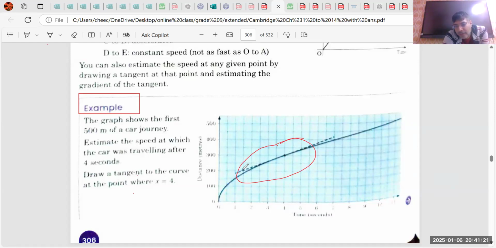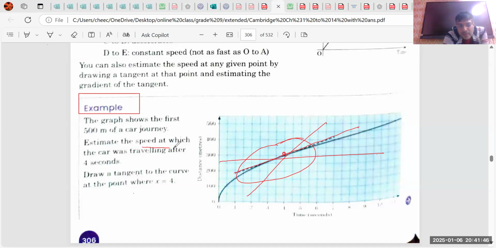So you have to be very careful. Just try to make the tangent touch the graph at just one point, and it should not cross the graph. If you tilt it a little bit more, it will cross the graph. So it should not cross it, and it should touch it at exactly one point. So this is how we draw the tangent.